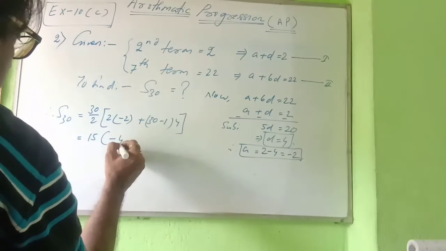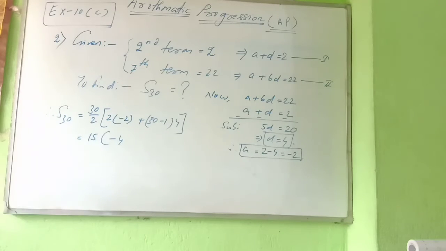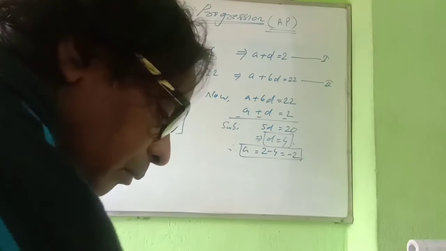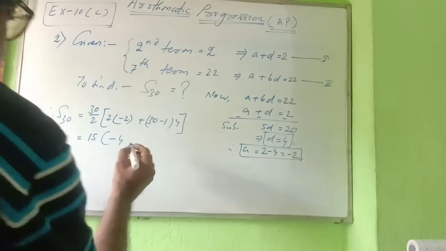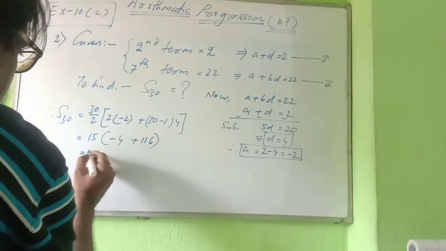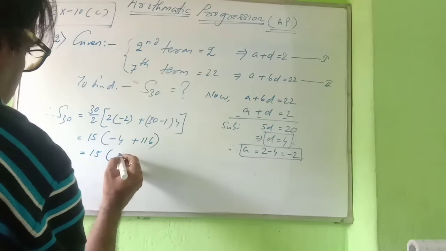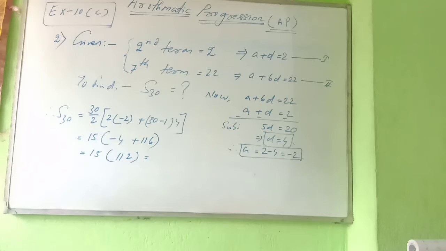This is minus 4, and 29 into 4, how much? Just multiply 29 into 4. Tell me, 29 into 4 equals how much? 29 into 4 is coming to 116. Finally, how much are you getting? 15 whole into 112. Just multiply 112 into 15, that is coming to 1680.